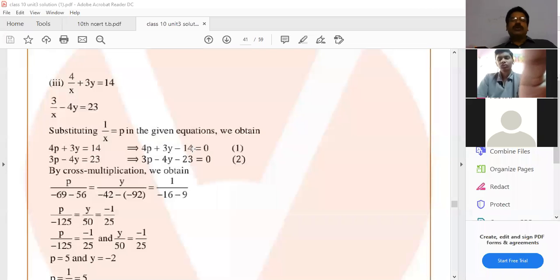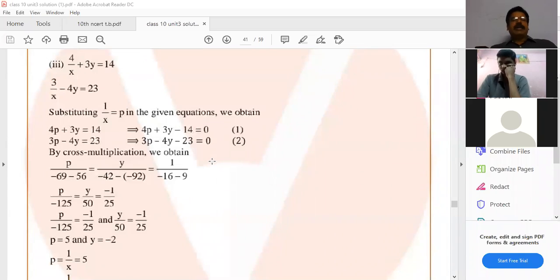For other methods, for substitution method, for elimination method, you need not do that. But for cross multiplication method, the equal to 0 form we should write. Now he did by cross multiplication method. This is A1, A2, B1, B2, C1, C2. P by B1 C2 minus B2 C1. Simplification he wrote. Q not there.